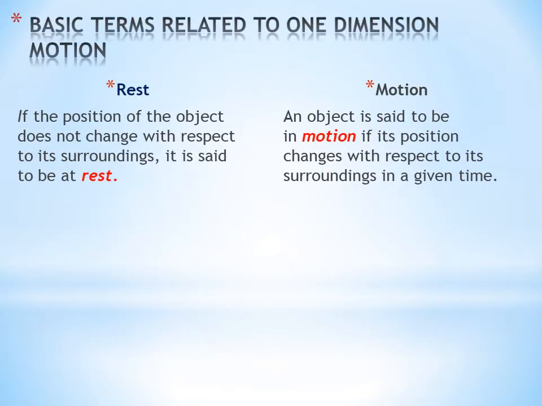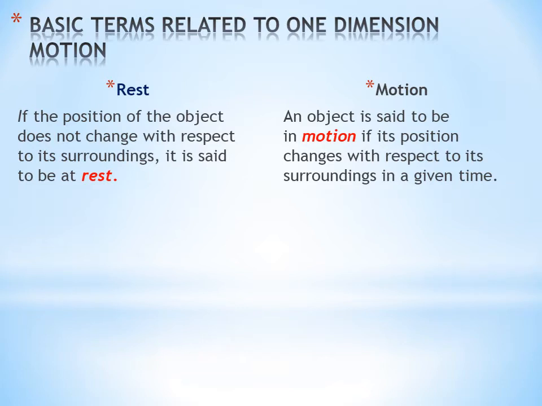If the position of the object does not change with respect to its surrounding, it is said to be at rest. On the other hand, an object is said to be in motion if its position changes with respect to its surrounding in a given time. For example, a person sitting in his house is at rest with respect to Earth but is in motion with respect to the other planet.